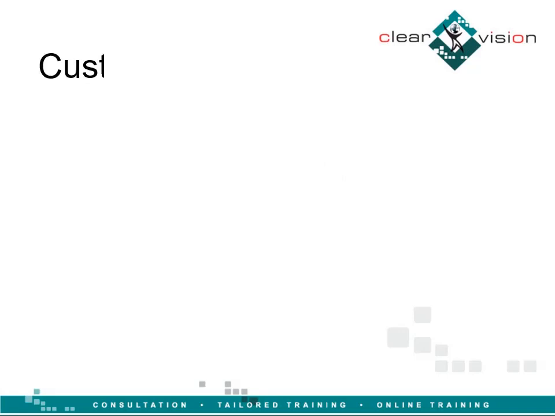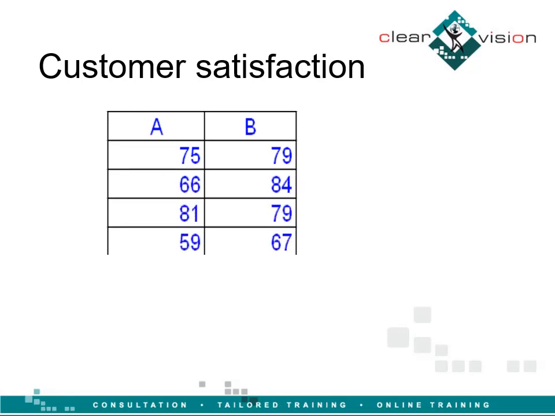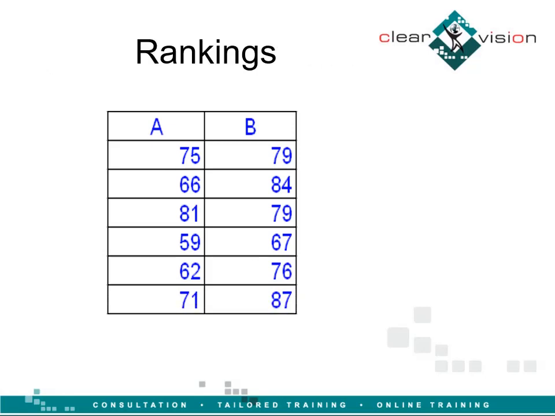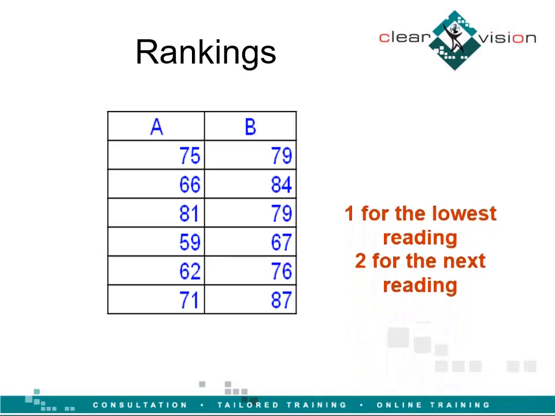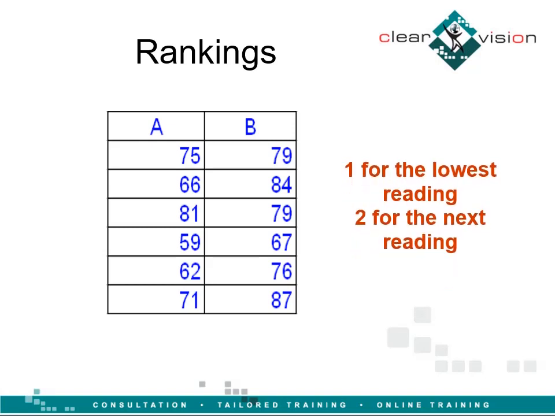Let's assume we are testing the customer satisfaction in two different retail outlets, A and B. And let's assume the study was conducted and the results appear in this table. We look at both of the groups and we start ranking them from the lowest to highest, giving the lowest value rank number 1 and the next number 2 and so on.